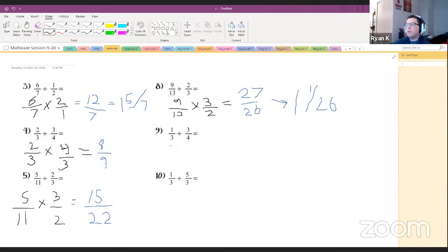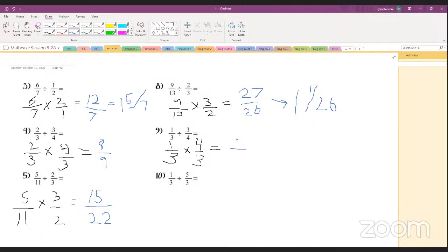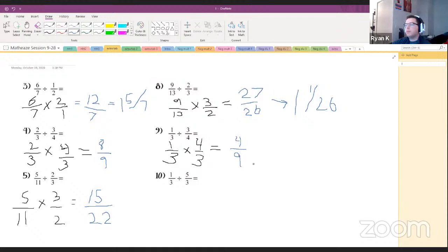All right. 1/3. Changing this to a multiplication sign and flipping this one. What do we get there? 4/9. Can we reduce this one? No. I agree with you. So we'll leave it at that, 4/9.